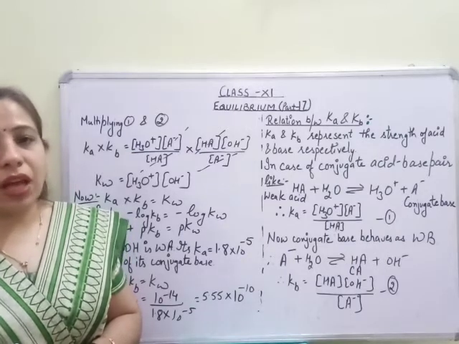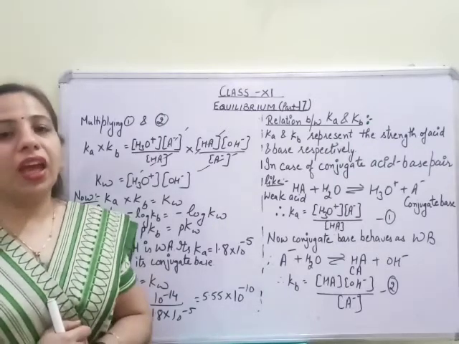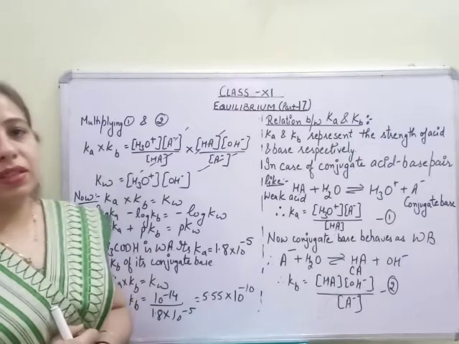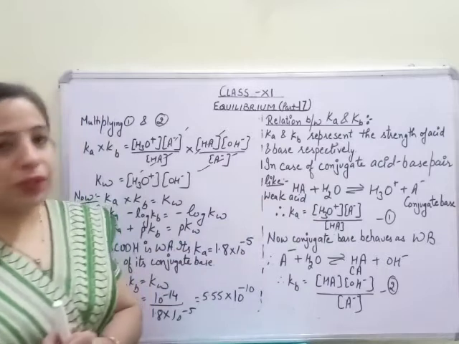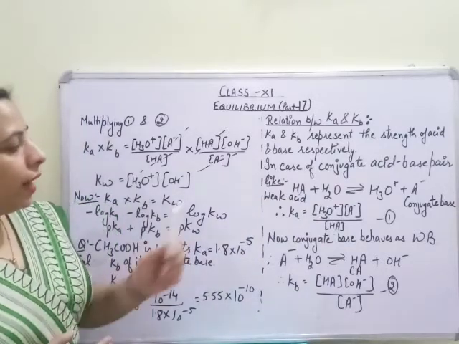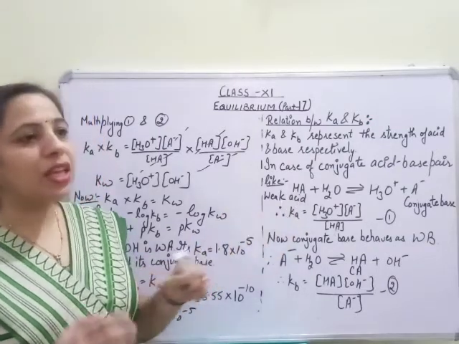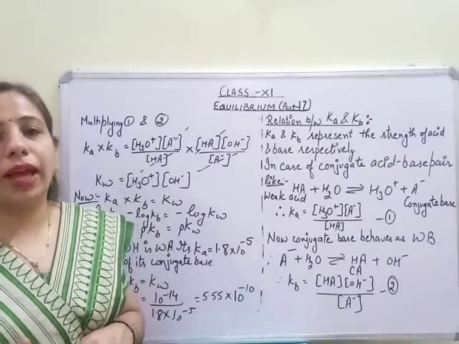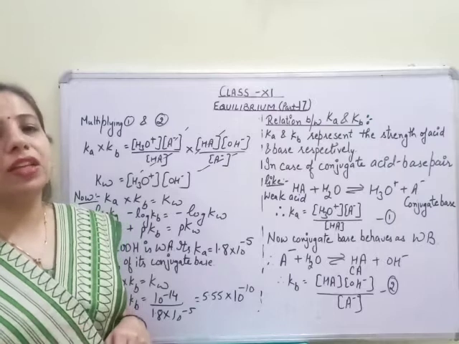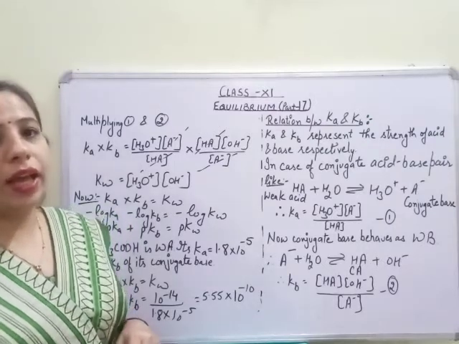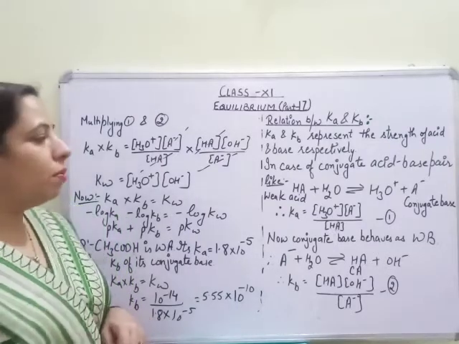अगर Ka की वैल्यू ज्यादा होगी तो the acid will be the stronger one. In the same way, if Kb is more, then the base is the strong base. In case of conjugate acid base pair, this we have done. According to Bronsted-Lowry concept, the substances which liberate H positive ions are known as acids, and the substances which have the tendency to gain H positive ions are known as bases. जो H positive liberate कर दे वो acid, जो H positive gain कर ले वो base.